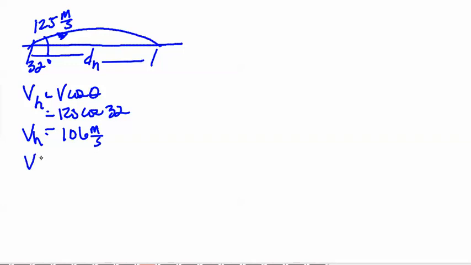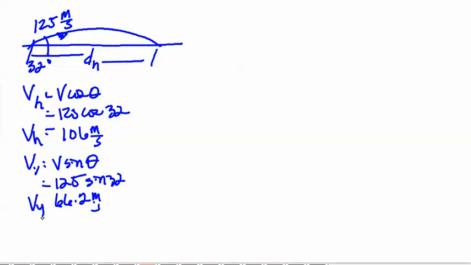The vertical, same thing. The y component is equal to V sine theta, and that will be 125 times the sine of 32, and it should be smaller than the horizontal velocity because of the angle, and that's going to be 66.2 meters per second. So that gives you the horizontal and vertical components.